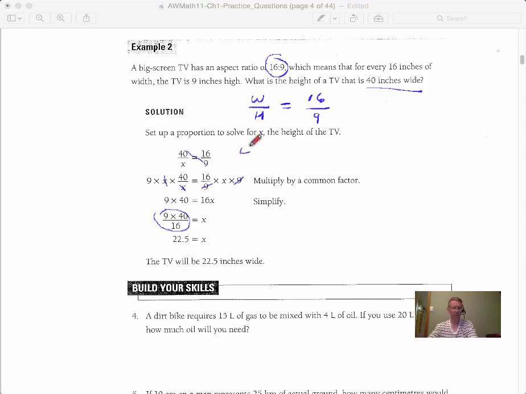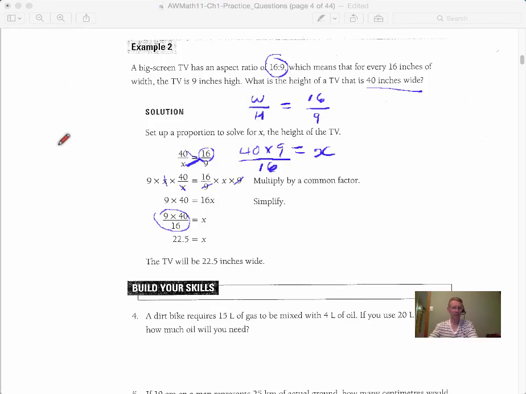40 times 9, and that equals multiply the pair divided by the spare. So divide that by 16, and that will give you the value for x. 16 is a spare because we can't pair it up with x, because we don't know what x is.